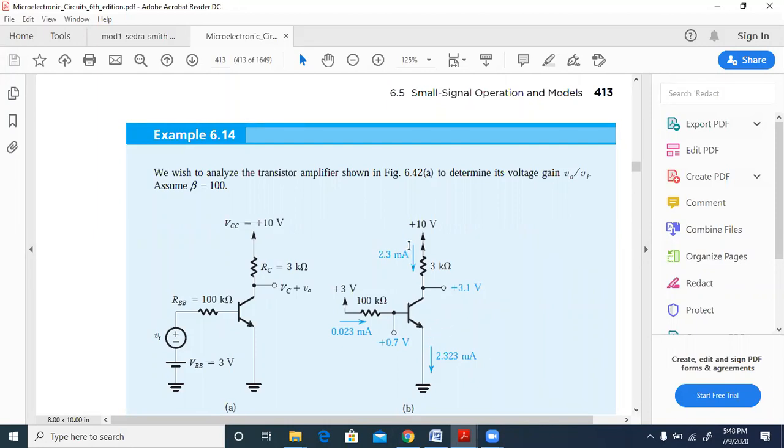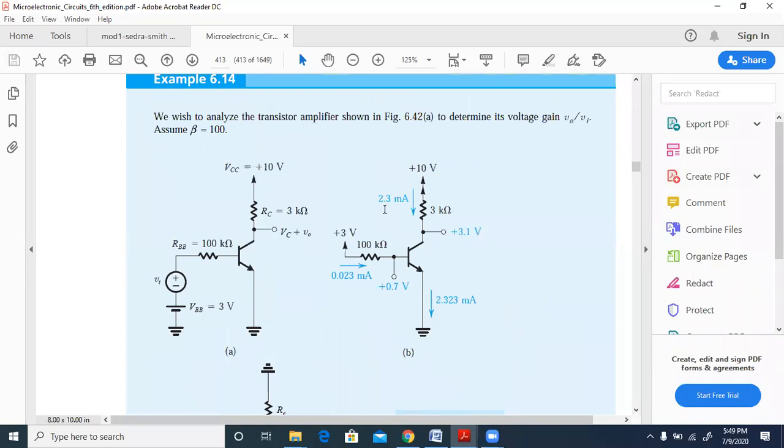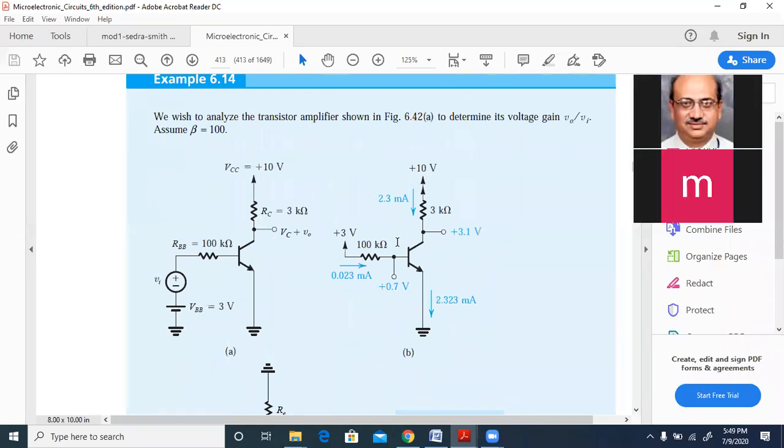At that time, IC will be lesser than beta IB. When it is in saturation, IC will be lesser than beta IB, whereas in the active region, IC will be equal to beta IB. Right? So all that is being mentioned over here. So all that is the analysis of the biasing circuit.